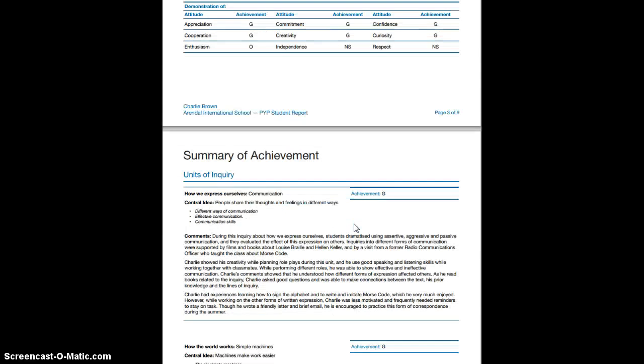Okay, as we get to the summary of achievement section, in this case, we've got a couple of units of inquiry. I can see that we were looking at the communication unit, and we've got an achievement grade of G, which is what I would like to see. Either G or VG would be perfect. And so what I can see here is some comments.